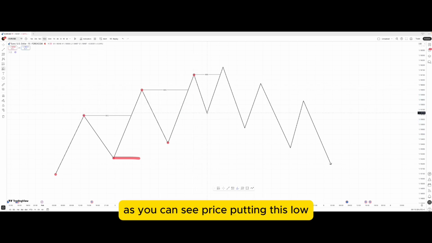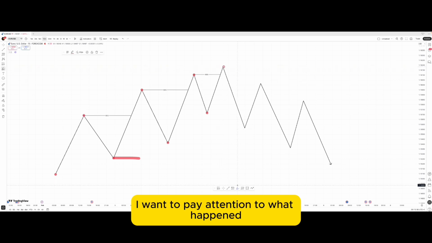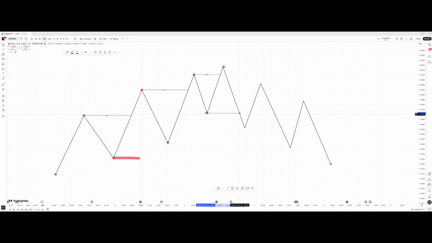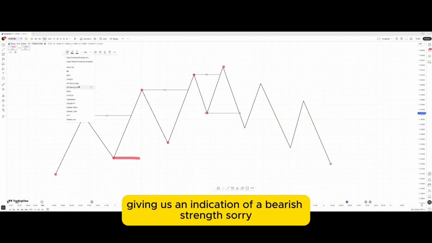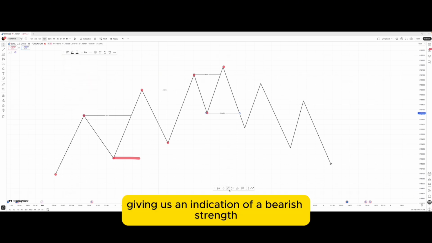As you can see, price put in this low. You want to be a buyer here and ride price all the way to this swing high. Okay, I want you to pay attention to what happened. The price broke below the previous swing low, giving us an indication of bearish strength. This is a change of character.